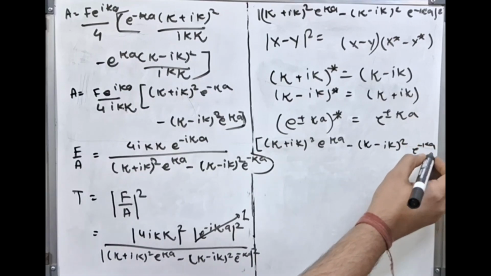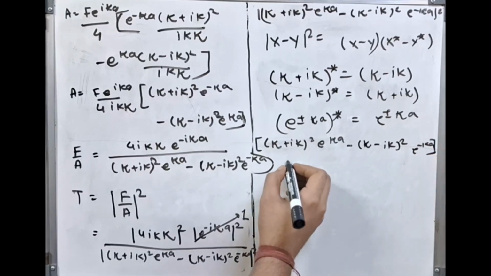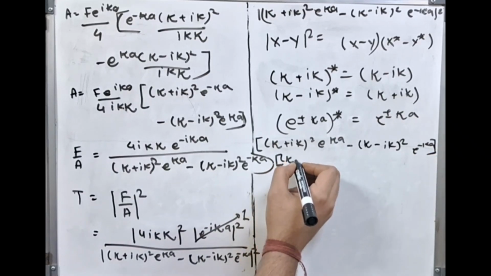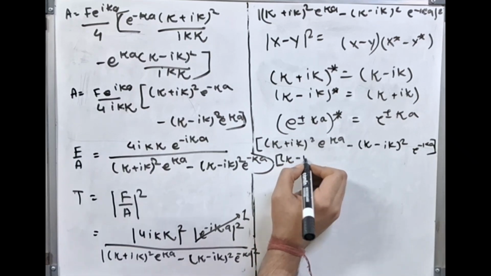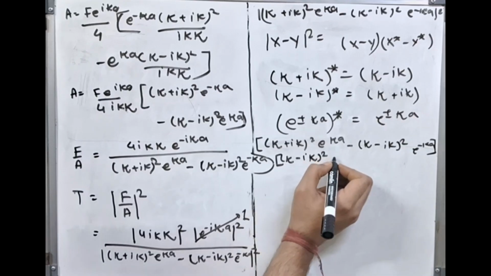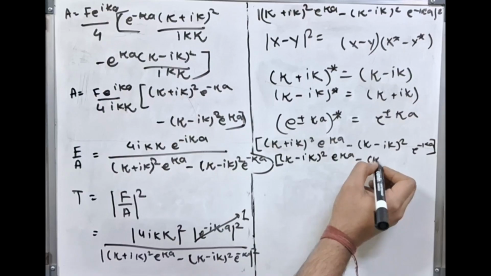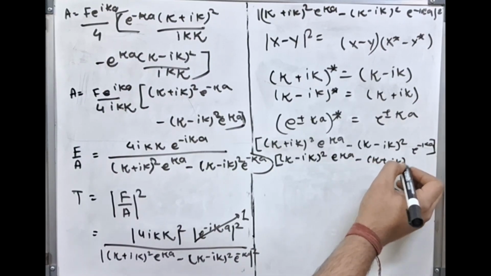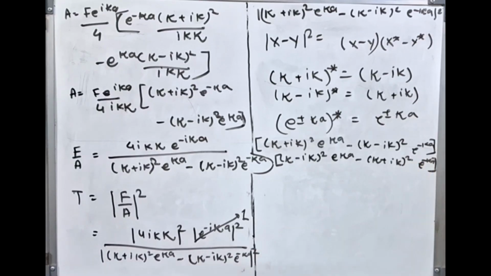kappa a, sorry, kappa a, and we bracket close here, and then we multiply it with its conjugate or its complement. We multiplied this with its complement kappa minus i k the whole square e raised to kappa a minus kappa plus i k the whole square e raised to minus kappa a, bracket close.